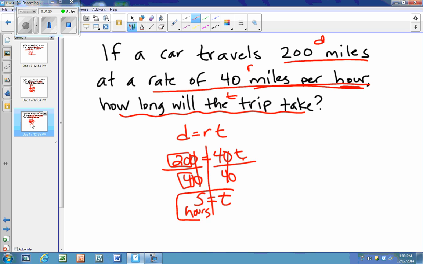So try the other ones, just like that, where you identify in the problem which variable that number represents, and we'll see how we do tomorrow.